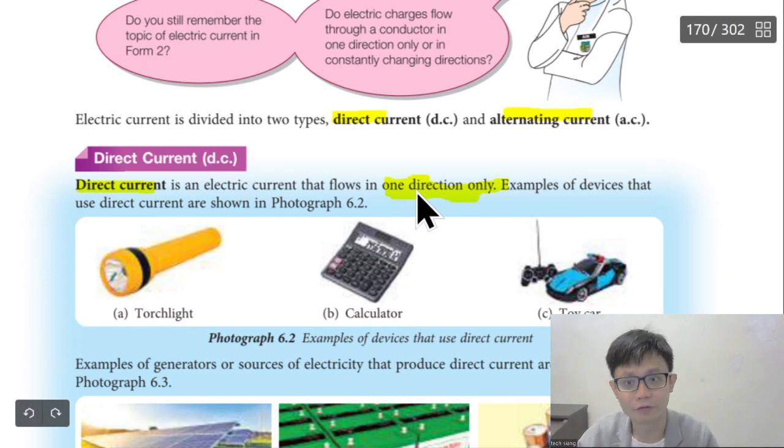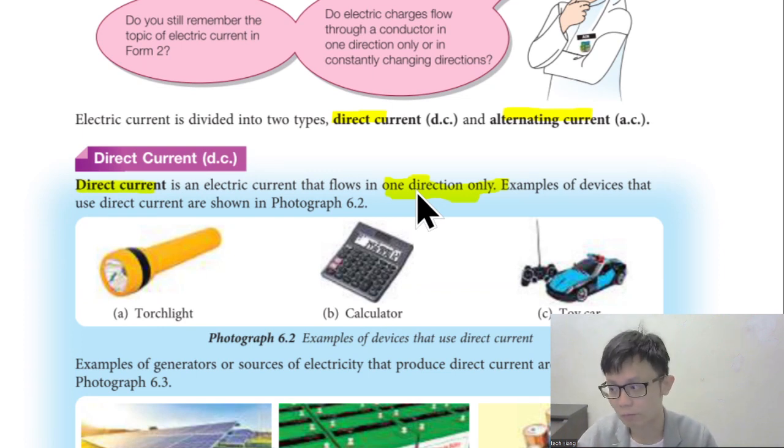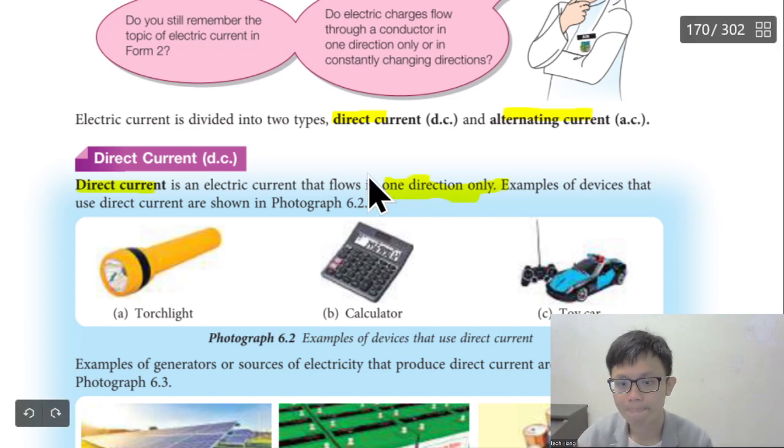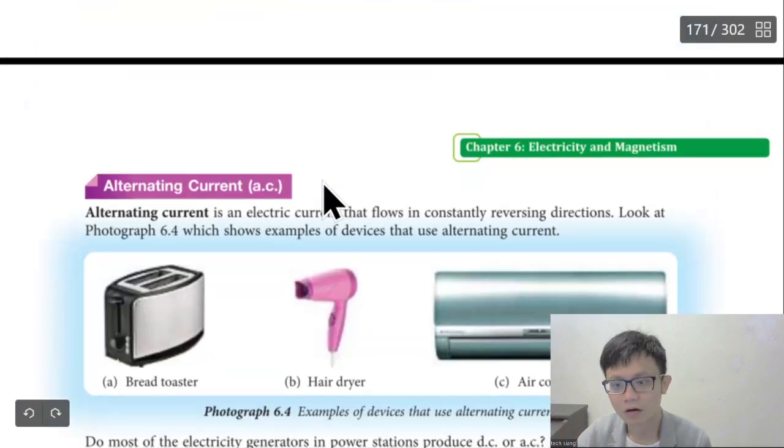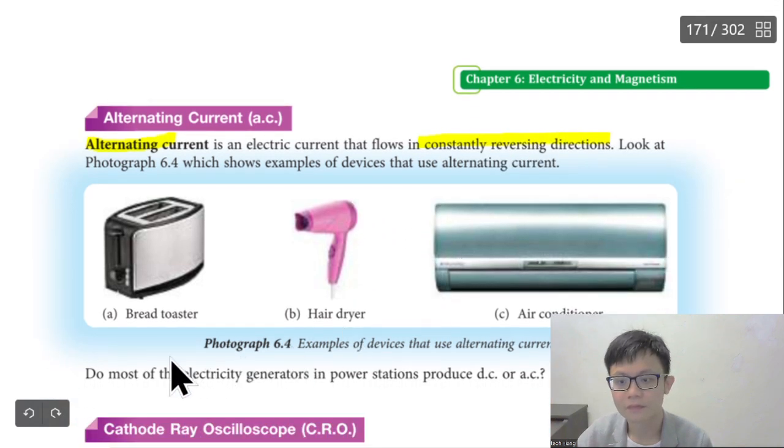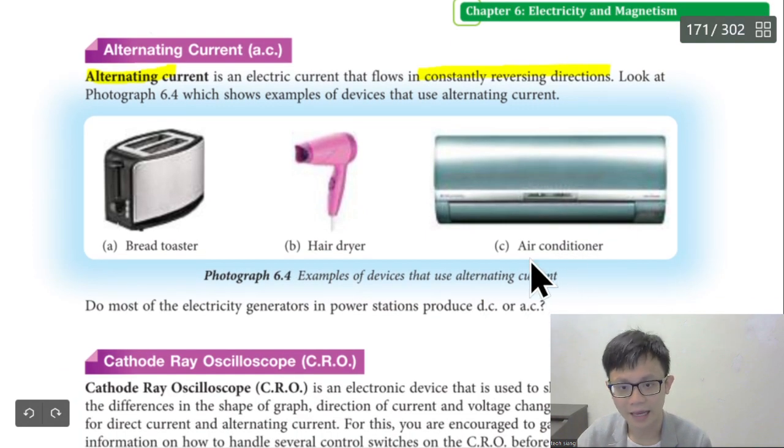Like the electricity that we are using now at home is alternating current, because if we put in the 3-pin plug, we know that this one is the alternating current. Alternating comes from the word alternate, where the electric current flows constantly changing direction. For example, a toaster, hair dryer, and air conditioner.